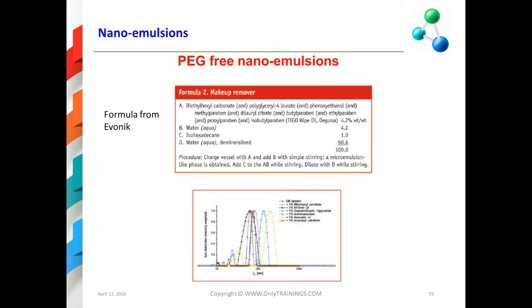PIC. In this formulation, they use polyglyceryl-4 laurate as the main surfactant, and their procedure consists in preparing a preliminary microemulsion, mixing the two phases A and B. Then they add the oil, and then they dilute the system with the water to reach 90% of water in the final dispersion. The same nanoemulsion can be prepared with other oils such as isopropyl palmitate, mineral oil, caprylic capric triglyceride, or avocado oil.